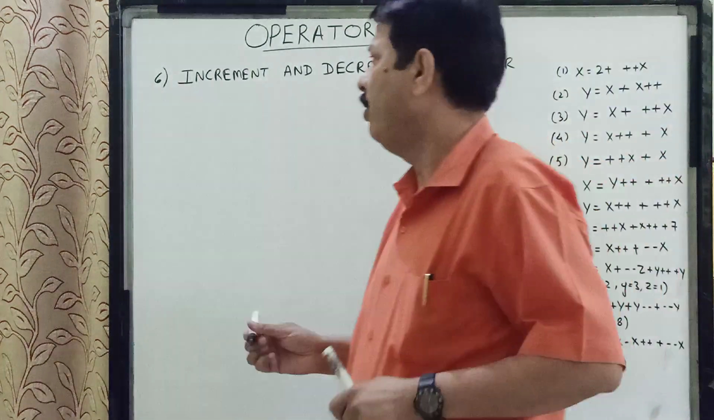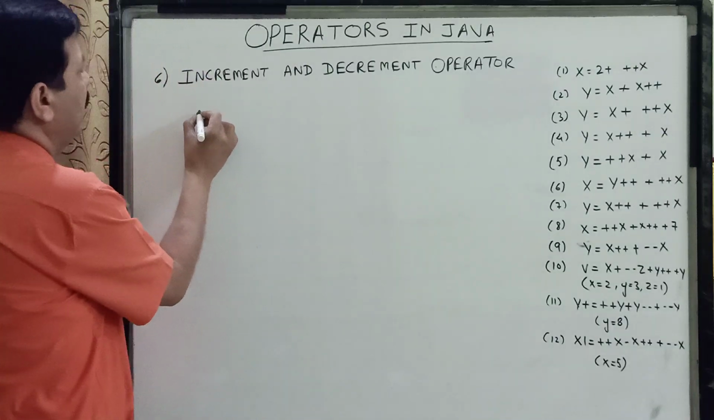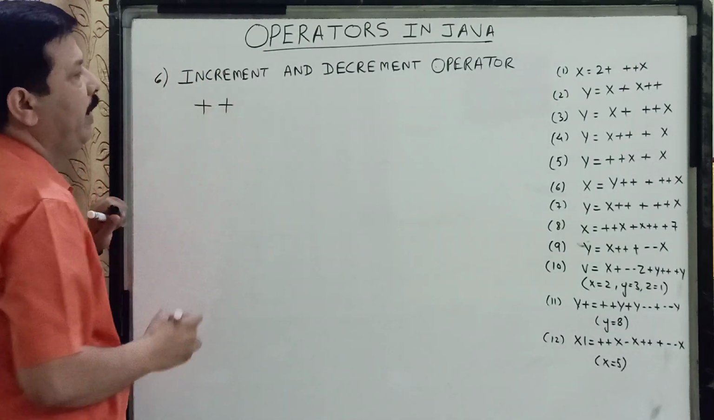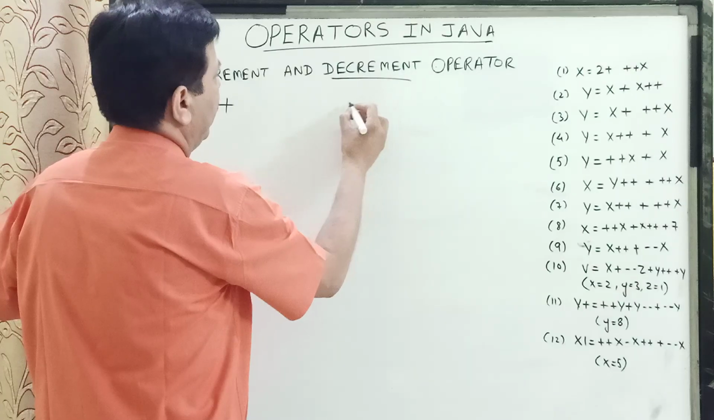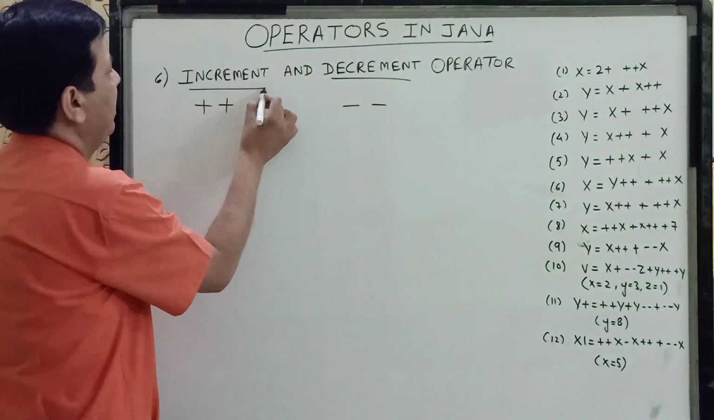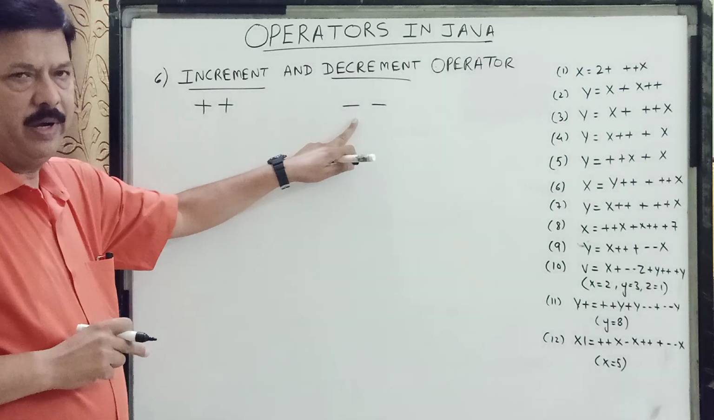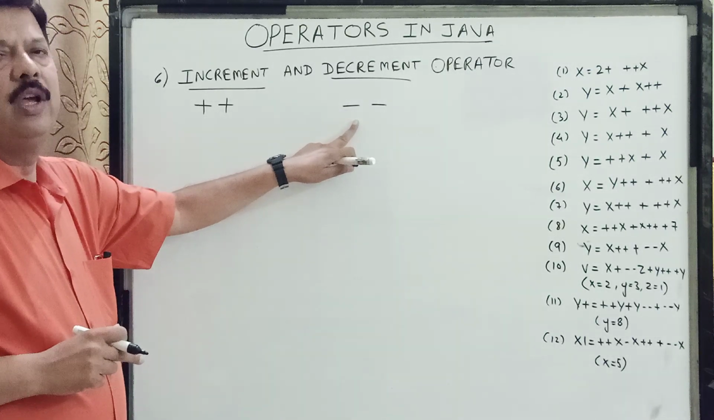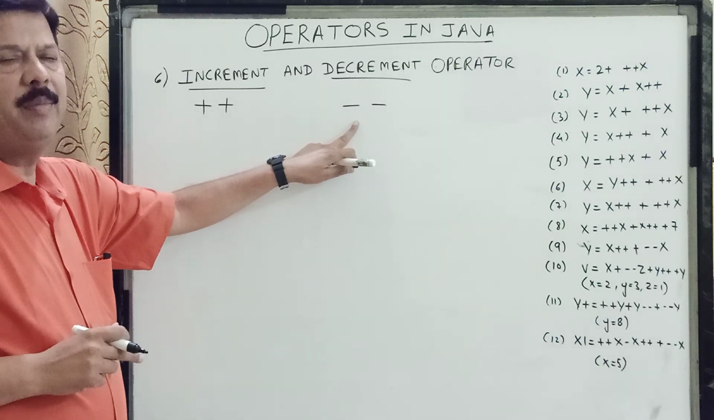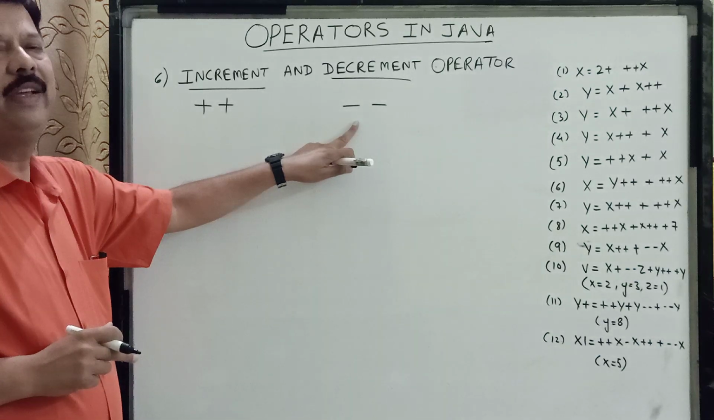Now children, if you see, the increment operator is a plus plus operator and the decrement operator is a minus minus operator. This is an increment operator and this is a decrement operator. And children, this is a unary operator. Unary operator means that this works on a single value.